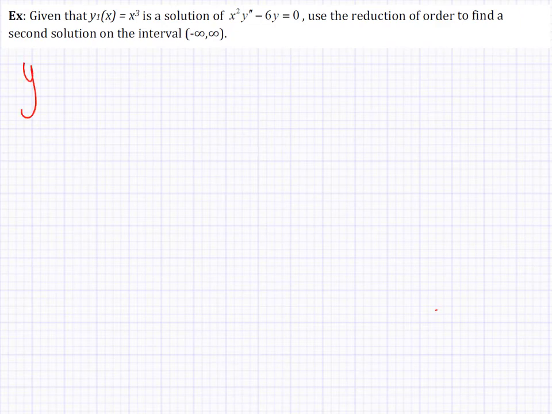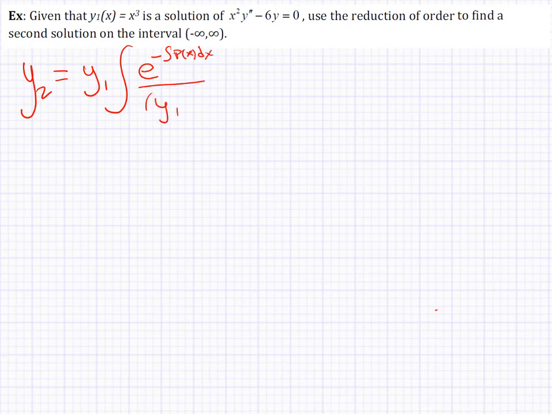So again, the second solution formula is the first solution times the integral of e to the negative integral of p of x dx over the first solution squared dx. I'm dropping all that constant business out of this thing now. All right, so remember, it hinges on two things. The first solution, which is right here, that's y1, and p of x.